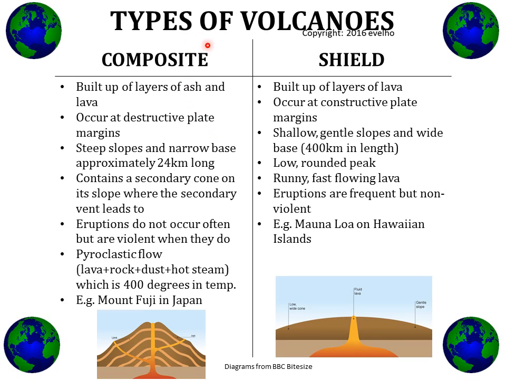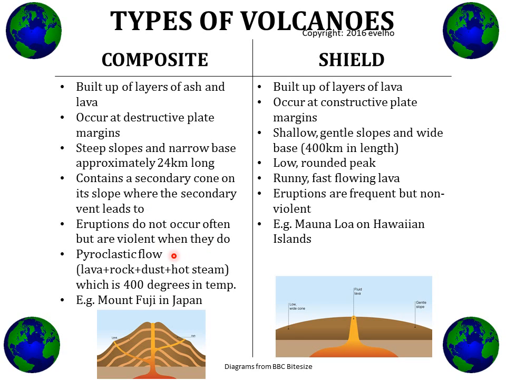So there are two types of volcanoes you need to know about: composite and shield volcanoes. Composite volcanoes are built up of layers of ash and lava. They occur at destructive plate margins. They have steep slopes and narrow bases of approximately 24 kilometers in length. They contain a secondary cone on the slope where a secondary vent leads to. Eruptions do not occur often, but they are violent when they do.